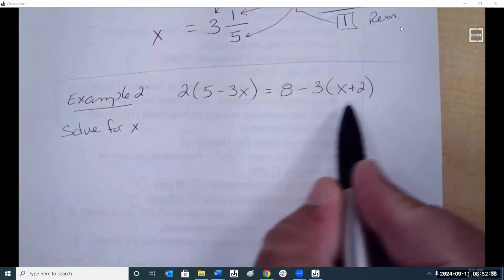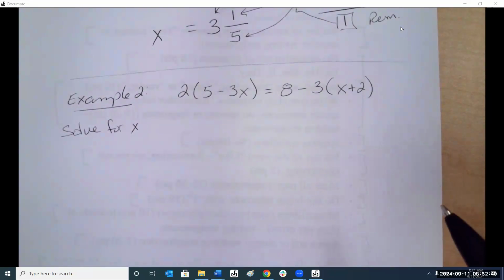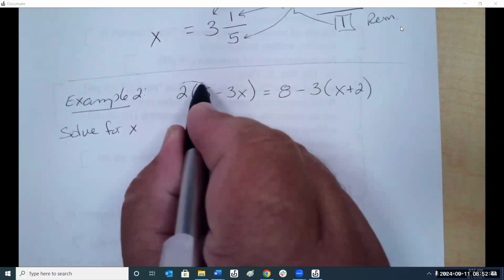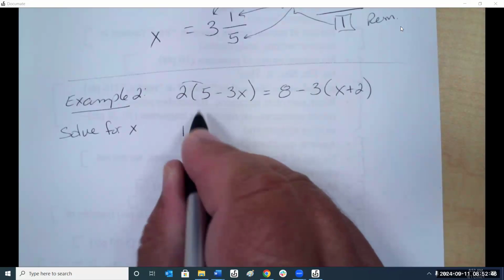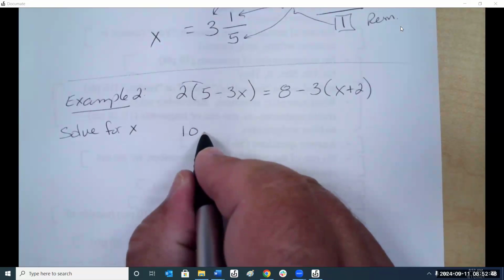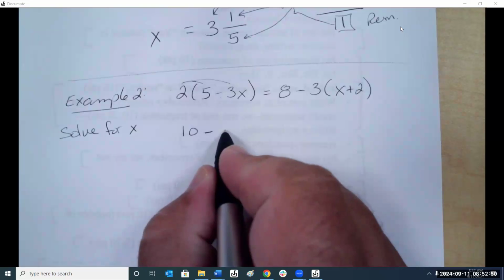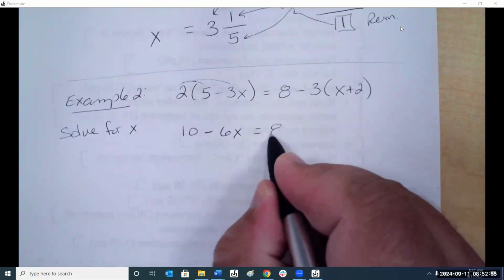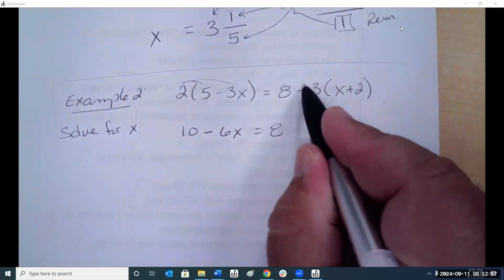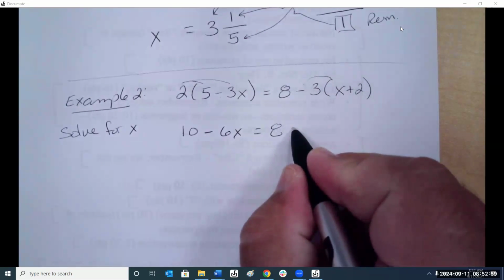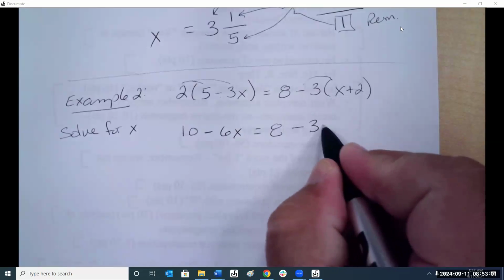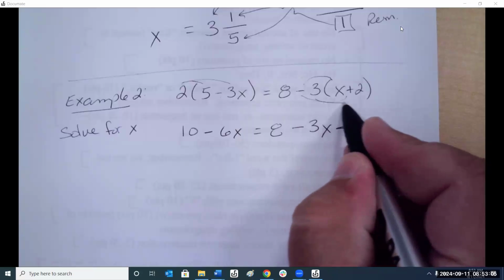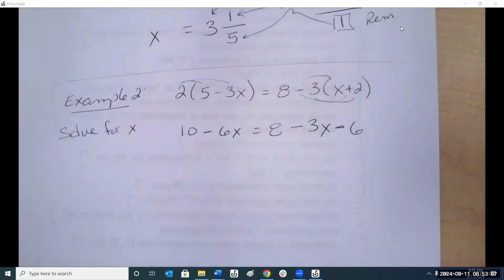Can we do anything inside the parentheses? No. So let's get rid of the parentheses. 2 times 5 is 10. Positive times negative is negative. 2 times 3 is 6. There's 8. Now, negative times positive is negative. 3 times x, 3x. Negative times positive is negative. 3 times 2 is 6.